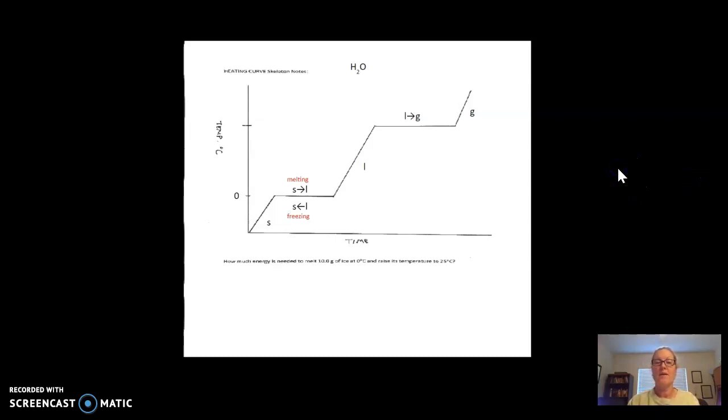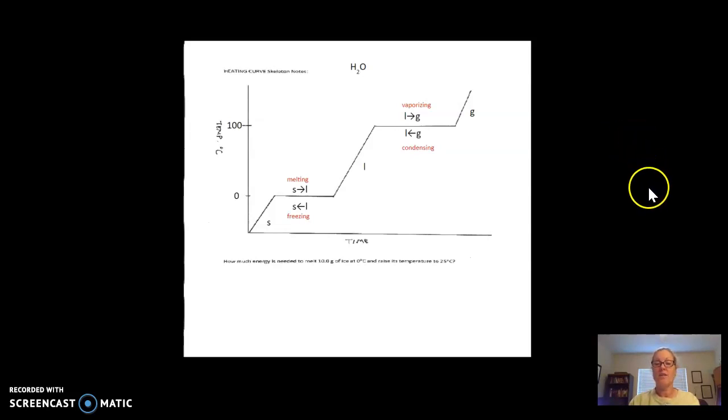Okay? Then, if you warm up the liquid after it's finally melted to 100 degrees, you can vaporize it or boil it. That's where a liquid changes to gas. Or you could also call that condensation. And remember, both of those occur at 100 degrees.